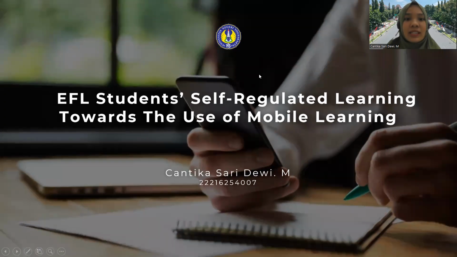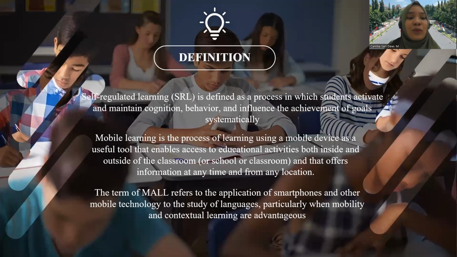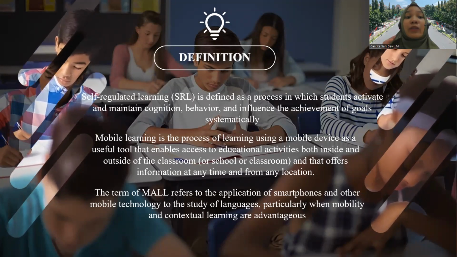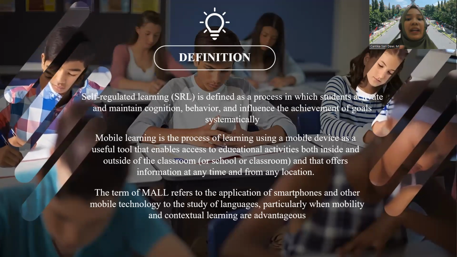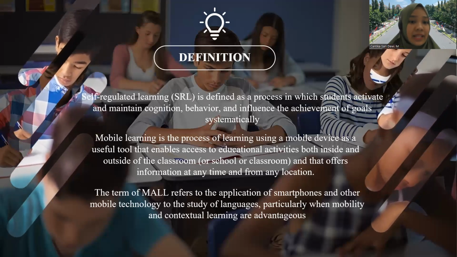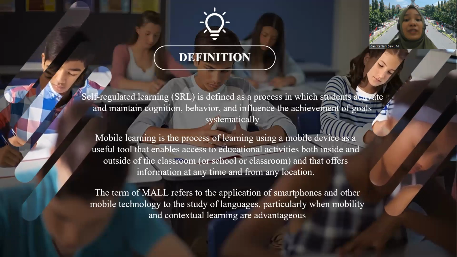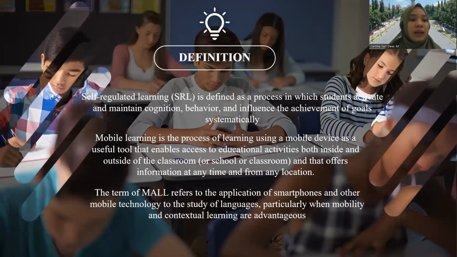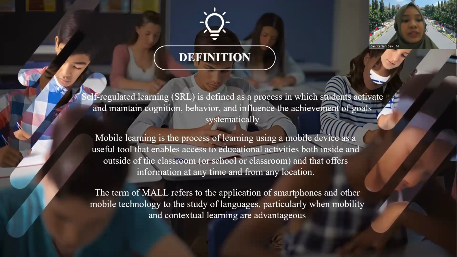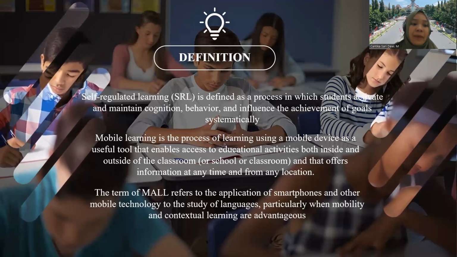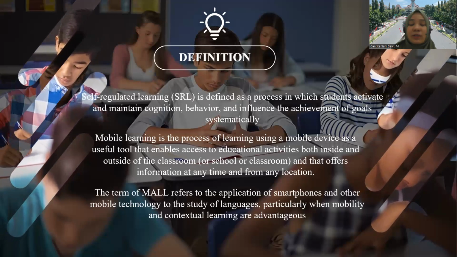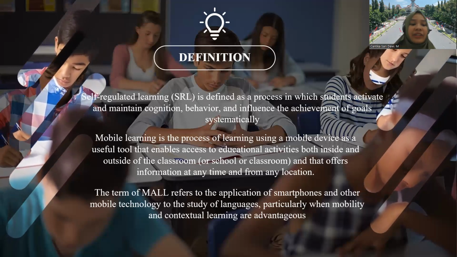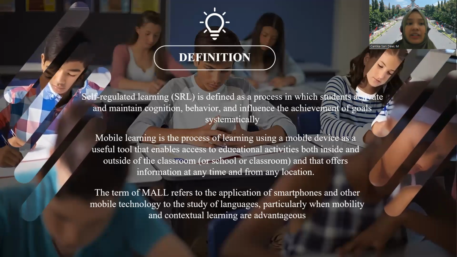Okay, the first is about definition. So we have to highlight several terms here. The first one is self-regulated learning. Self-regulated learning is defined as a process in which students activate and maintain cognition and behavior, and influence the achievement of goals systematically. And then, with self-regulated learning, students are expected to have the capacity to set realistic goals and to determine appropriate strategies that will lead them to those goals while carrying out their learning responsibilities.